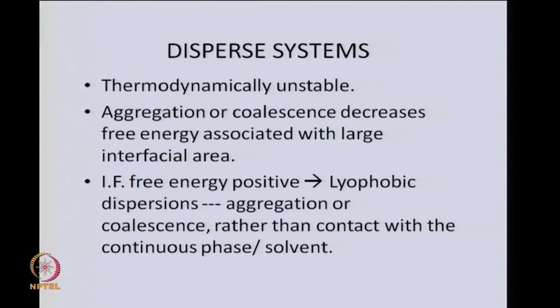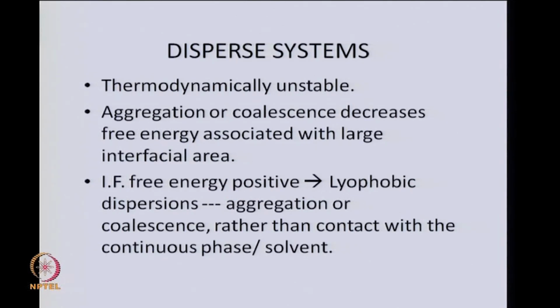Why does this happen? As the name suggests, we have one of the phases dispersed in another, perhaps at very small dimensions. And if we have particles or droplets present within the continuous phase of the dispersed phase, we expect the interfacial energy to be very high. That is the genesis of the unstable nature of the system, the very high interfacial energy associated with the large interfacial area in these dispersed systems.